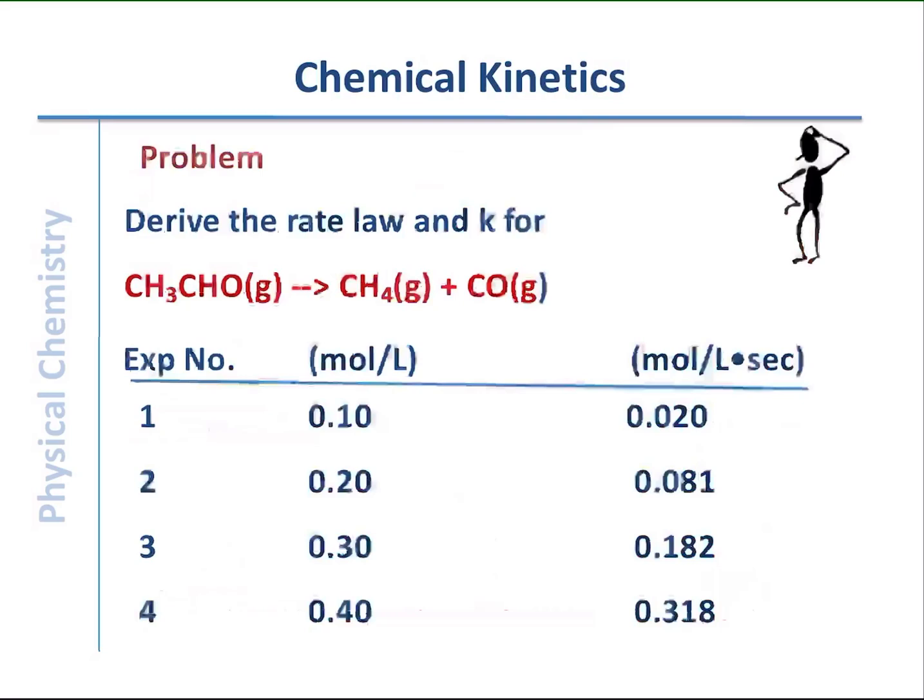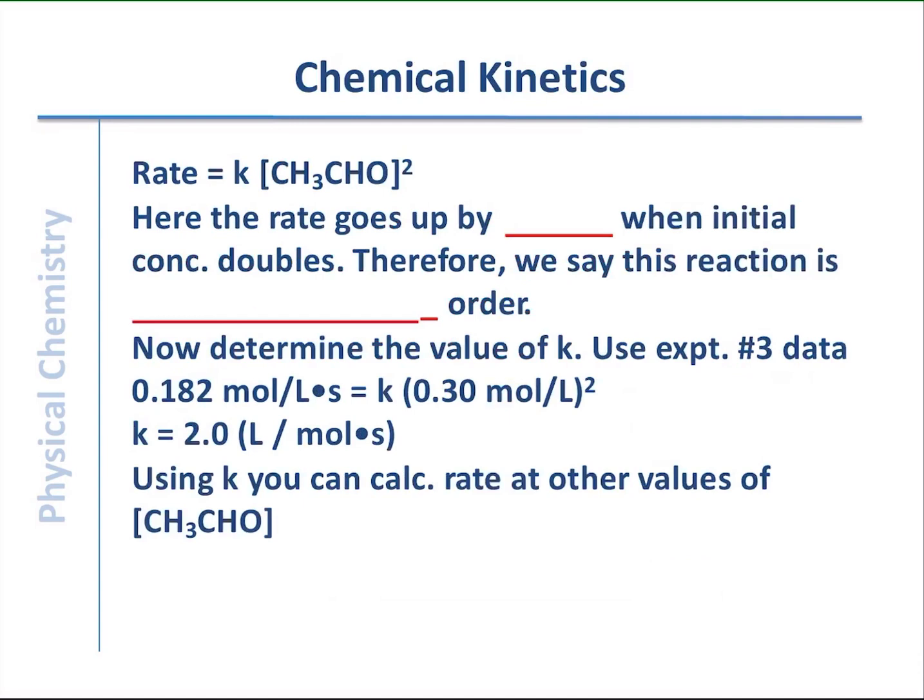What happened to the reaction rate from here to here? The reaction rate increased 4 times. So this reaction order is second order. Here the reaction rate goes up by 4 times when the initial concentration doubled. Therefore, we say that this reaction is second order.